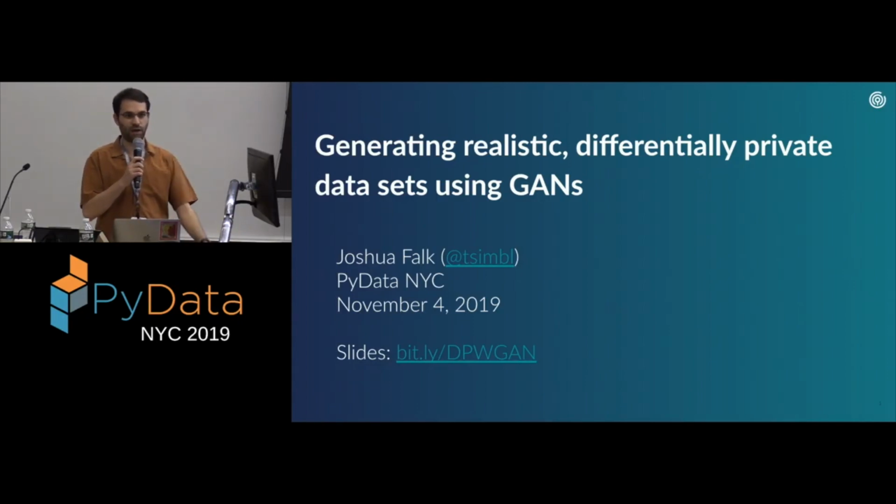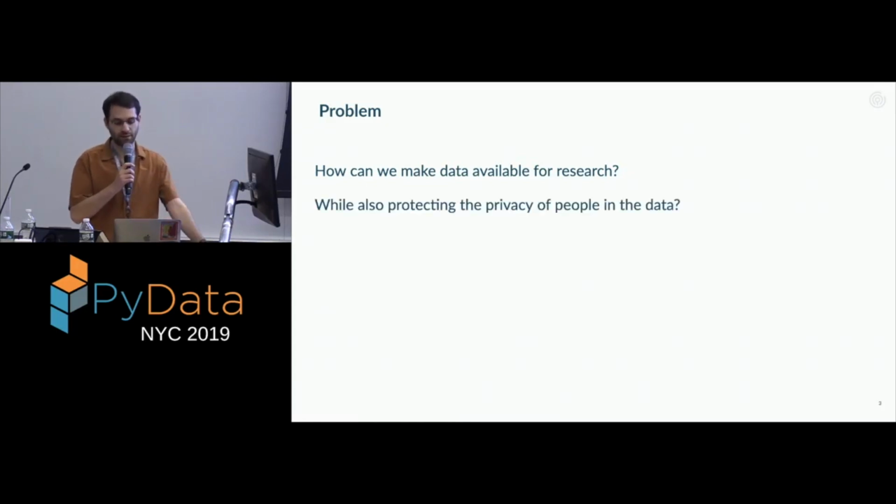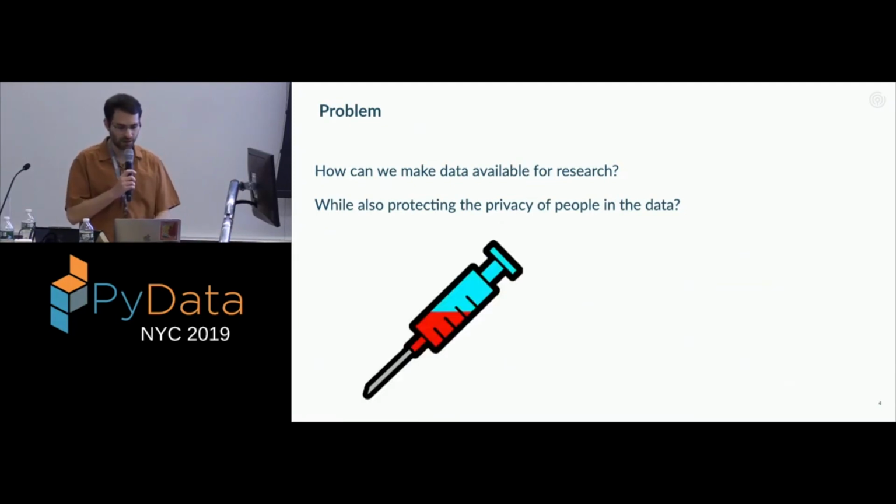So before I get into what each of the parts of this title means, I want to motivate what I'm talking about with a problem you might encounter. So the problem is, how can we make data available to research, but also protect the privacy of people who appear in the data? To give an example, maybe you have medical records, and you want to make these medical records available for researchers so that they can improve patient outcomes, develop new cures, things like that. But medical information is often very sensitive, and people might not want their personal medical records just to be out there in public for anyone to see. So how can we balance these concerns?